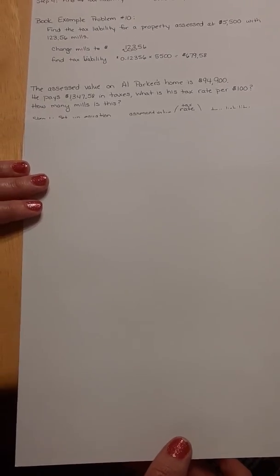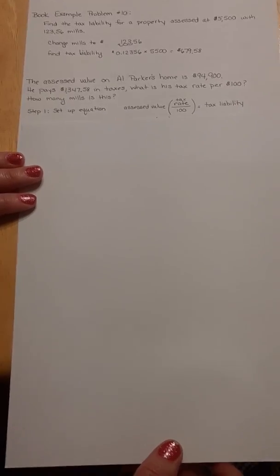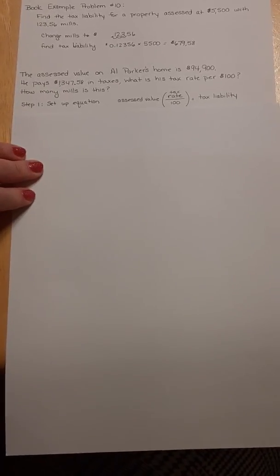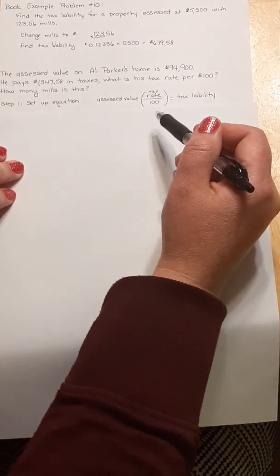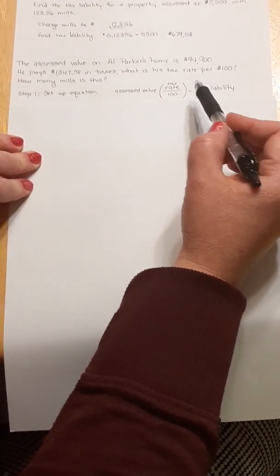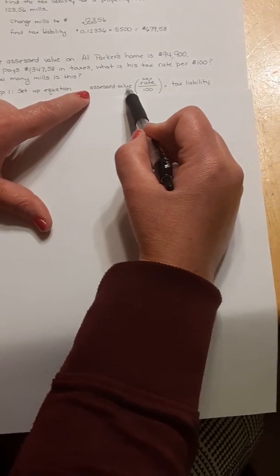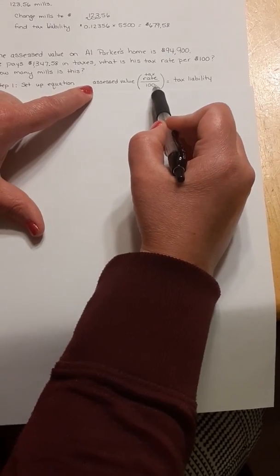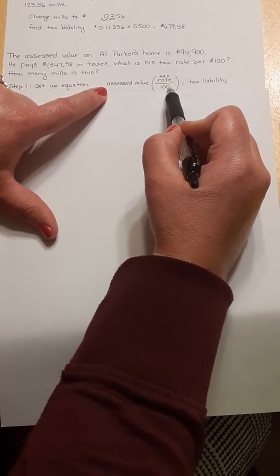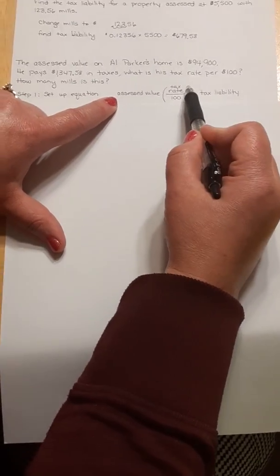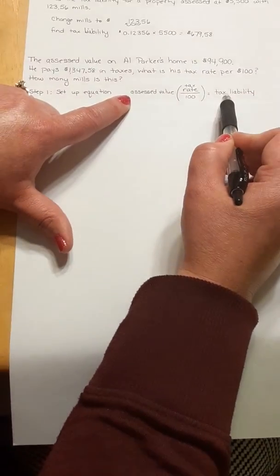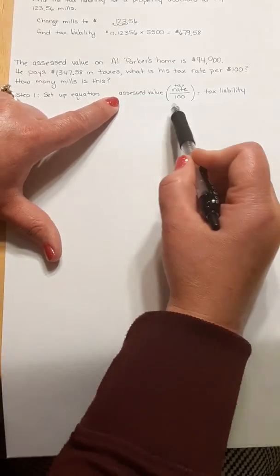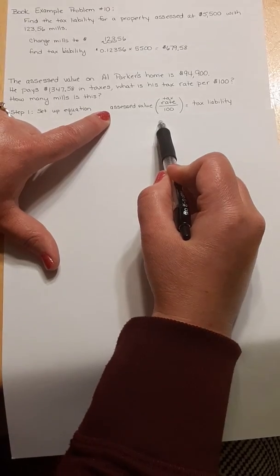The first thing I need to do is set up an equation. Remember on the other side of the page, when we worked with our groupings, we said that we were going to take the assessed value and divide it by 100 to find how many groupings. And then I multiplied it by the tax rate to find my tax liability. This is what it looks like in equation form.